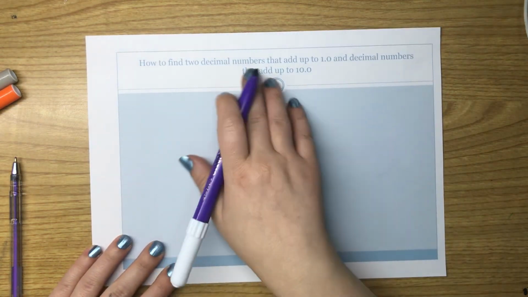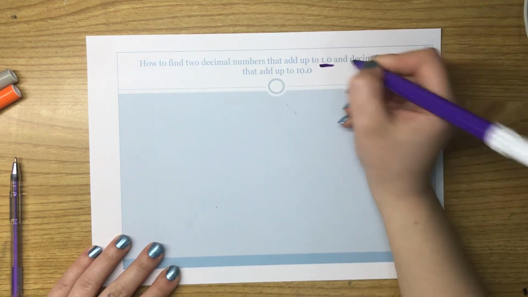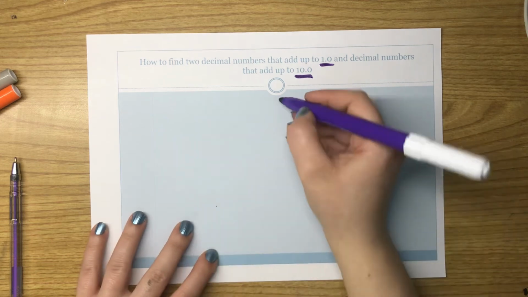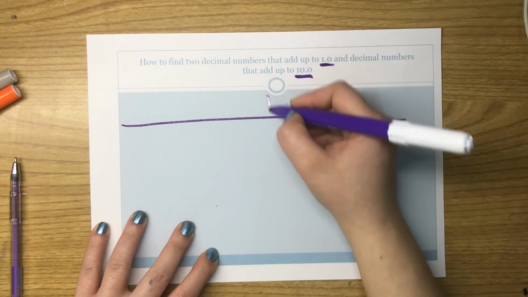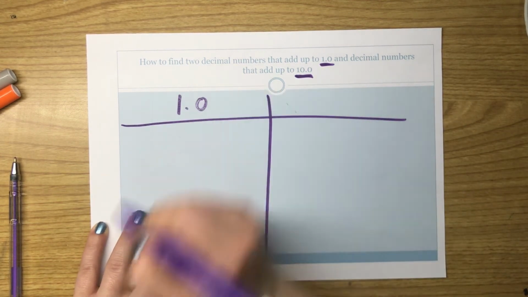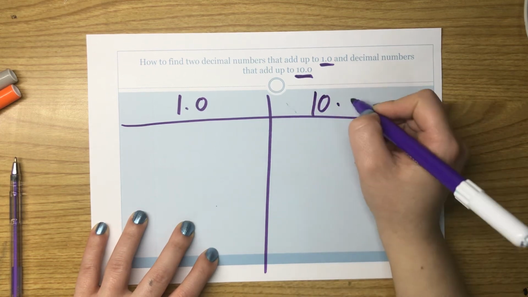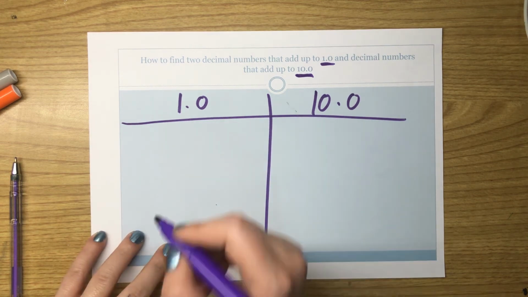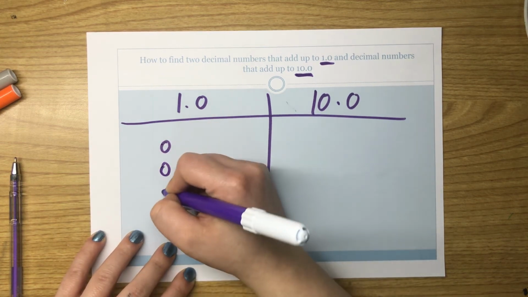Now, the last thing that I'm going to revise with you, which is how to find two decimal numbers that add up into one whole, or two decimal numbers that add up into 10 wholes. Okay. When you want to find 2 or 3 or 4 decimal numbers that add up into one whole, all the units places must be zeros.